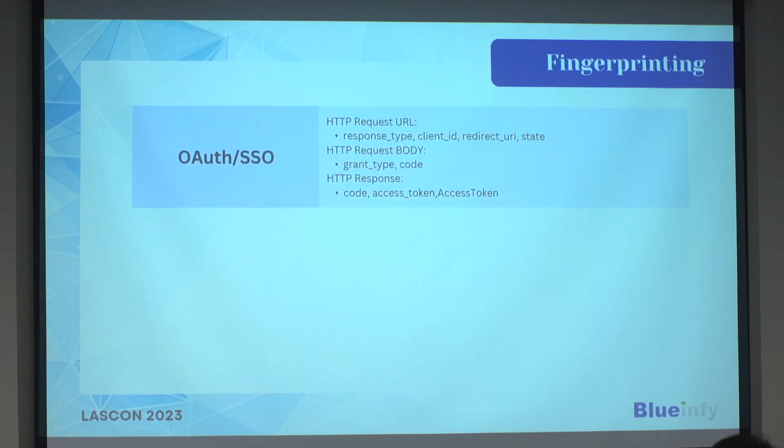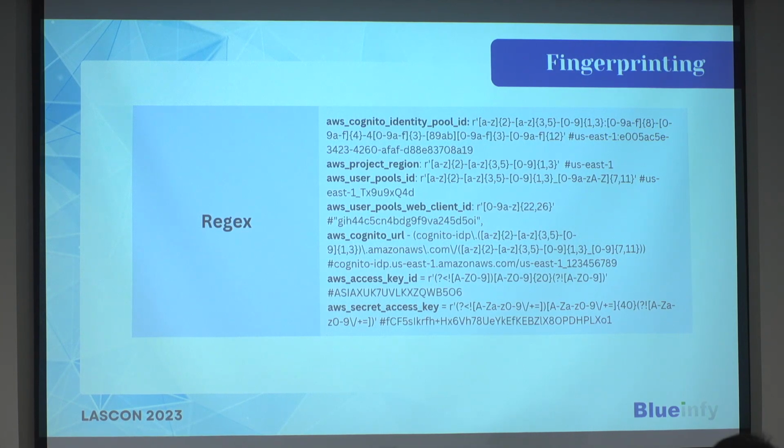If the application is using OAuth, then you will see response type, client ID, grant type. So these are a few keywords from which you can figure out that the application is using OAuth. But this seems very difficult, like you cannot identify them one by one. So there are some regex we define, which you can use in your applications. But this is also cumbersome.